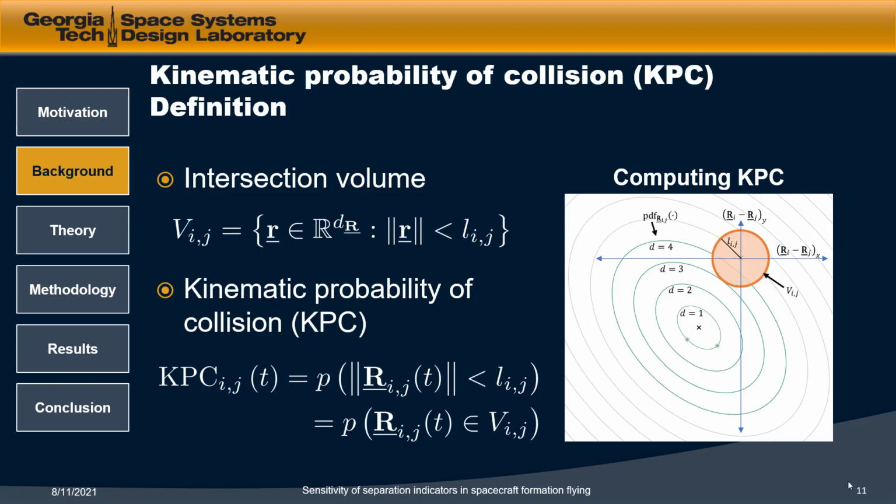We define the intersection or collision volume as the region of relative position space in one, two, or three dimensions where the collision event occurs. That is, all points in relative position space whose distance to the origin is less than the joint hard-body radius. Then, we define the kinematic probability of collision, or KPC, as the instantaneous probability of the collision event as previously defined. Since we have assumed absolute continuity of the relative position, the KPC is computed as the integral of the relative position PDF over the intersection volume.